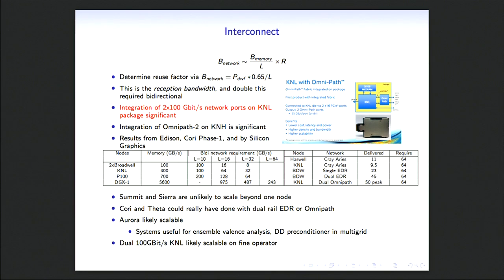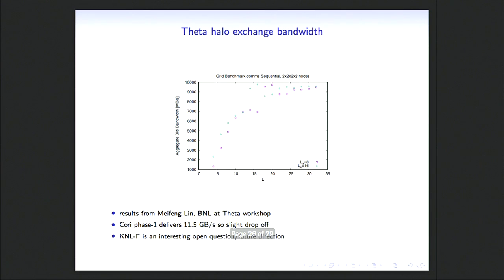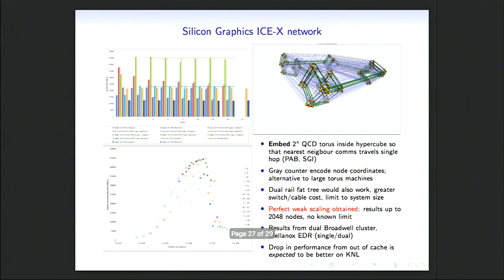So here I think that the combination of dual Omni-Path on KNL-F and Omni-Path 2 in KNH is really significant and important for QCD. I'm quite excited about these machines. These are results from the Theta workshop last week. It's maybe 10% slower than the corresponding Haswell node, but delivering as we expect for the Aries network. But it'd be really nice to see KNL-F results with this dual rail Omni-Path with potentially 50 gigabytes a second peak bidirectional.